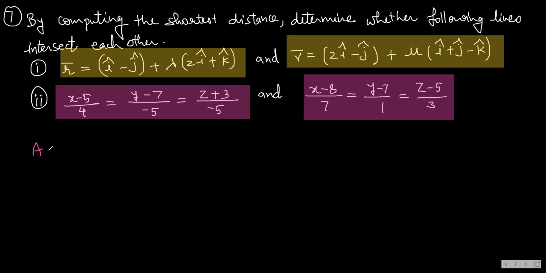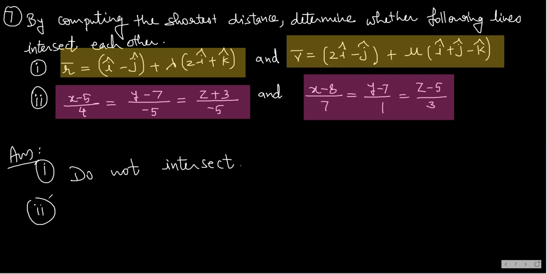I give you the answer for both the questions. The answer for the first one is the lines do not intersect. What does that mean? It means when you find the shortest distance, you will not get 0. And for the second one, the answer is also that the lines do not intersect. You should all definitely solve these problems.